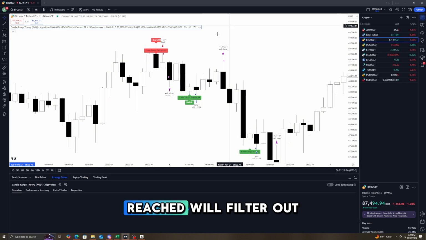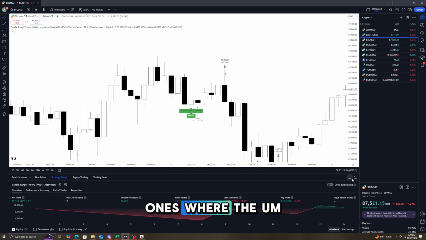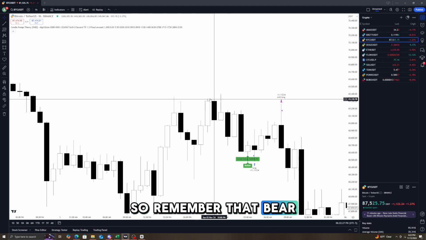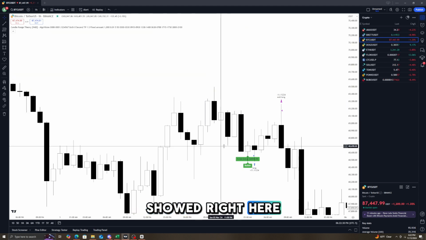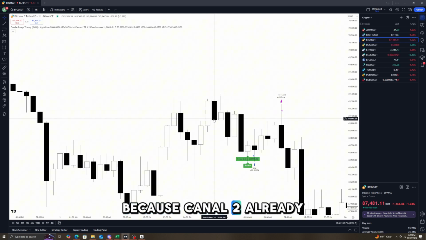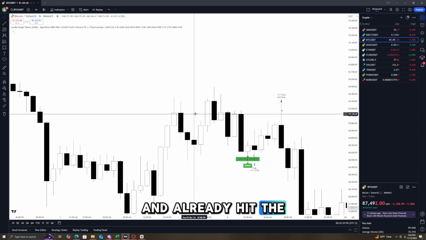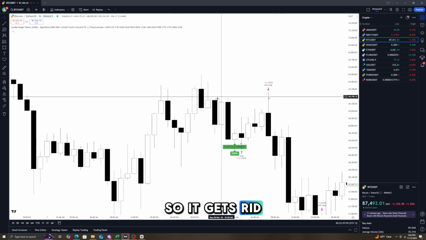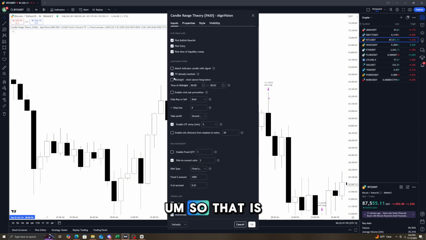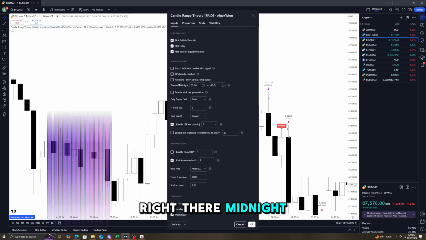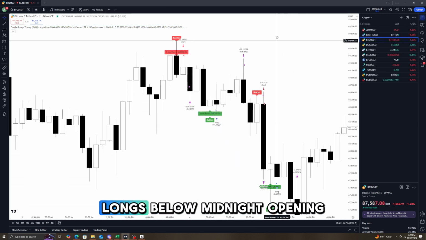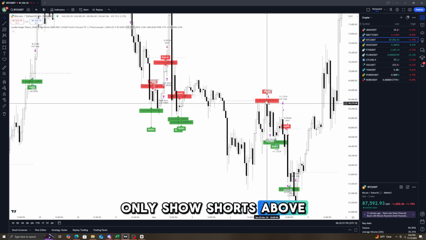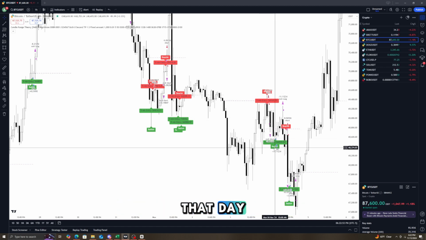The take profit already reached will filter out ones where the midpoint was already hit. So remember that bearish setup we just showed right here? Because candle 2 already closed below and already hit the midpoint of candle 1, it gets rid of the signal because your first take profit level was already hit. So that is what that one does right there. Midnight, it will only show longs below the midnight opening price of that day, and it will only show shorts above the midnight opening price of that day.